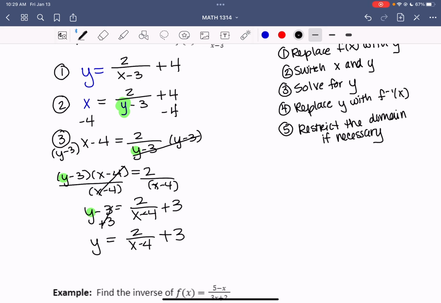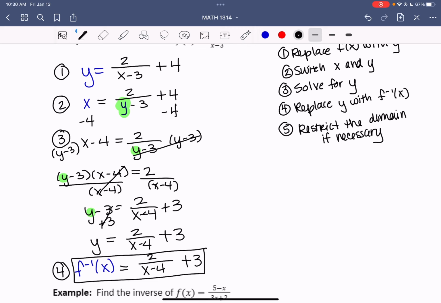So I told you, step 3 is going to be the bulk of what you do. Now, number 4 said replace y with f inverse of x. So step number 4, I'm going to now call this f inverse. Keep with my colors here. This is the only thing I'm changing. f inverse of x is equal to 2 over x minus 4 plus 3. And so that would be my inverse function for the original f of x of 2 over x minus 3 plus 4.